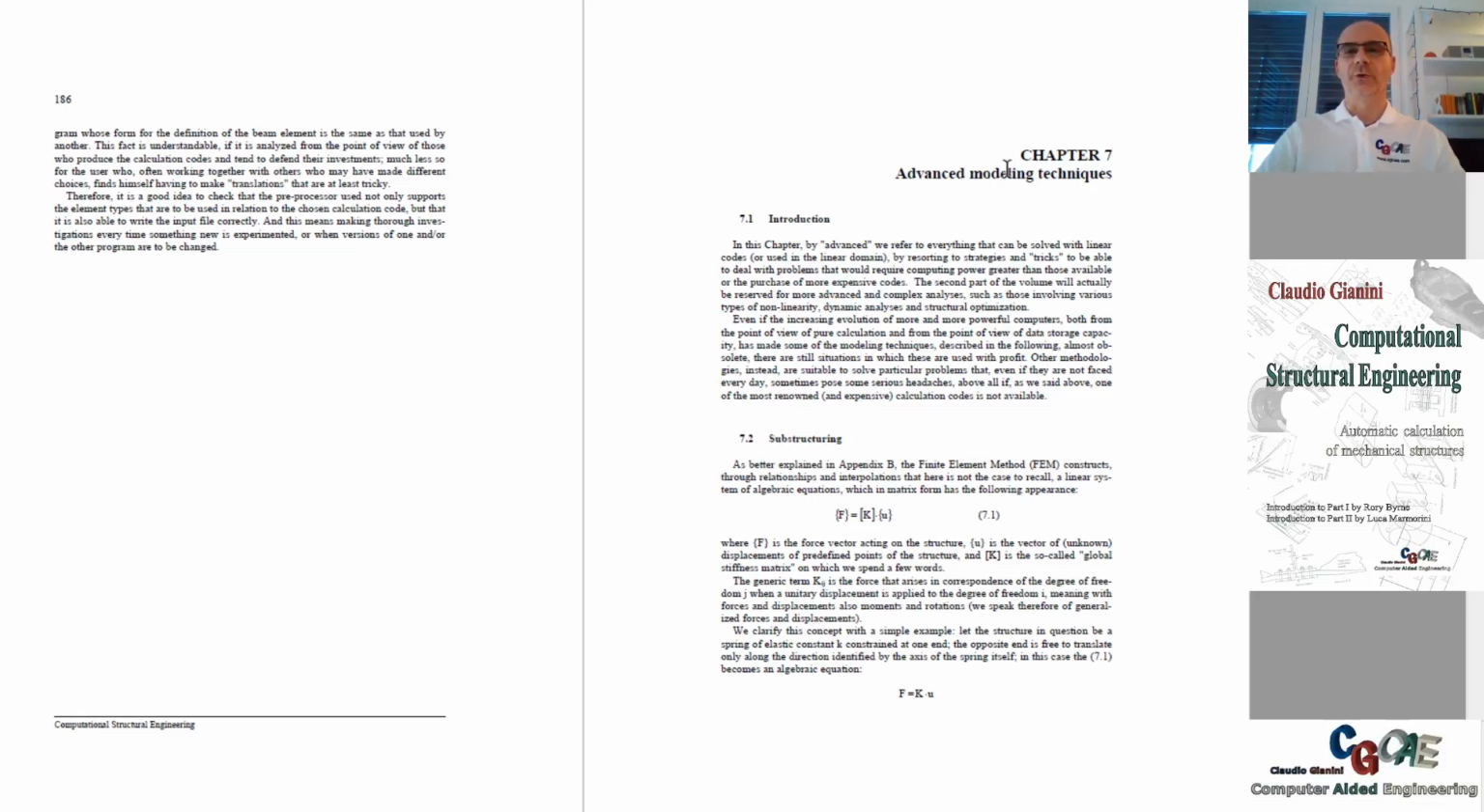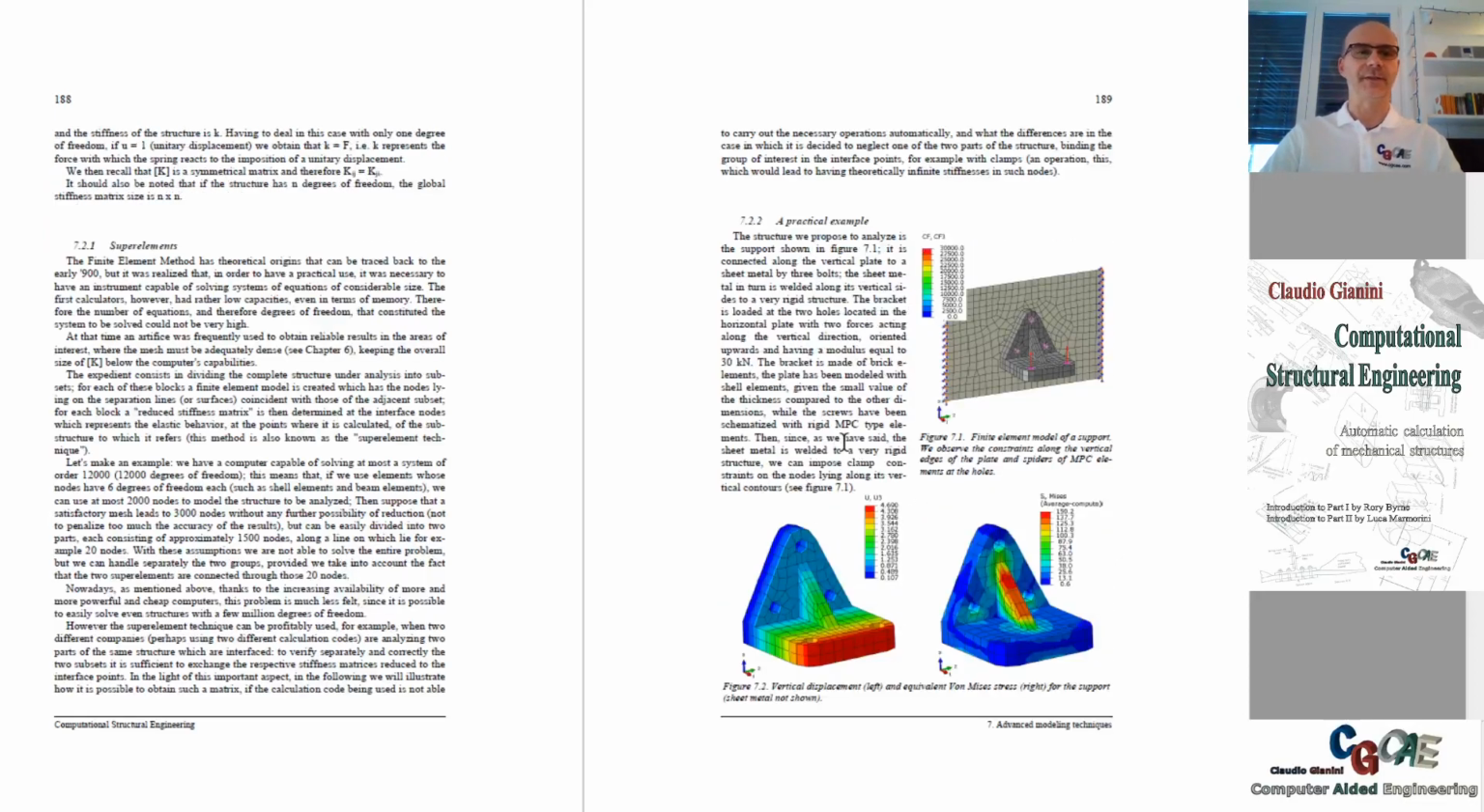And now we go through chapter 7, which deals with advanced modeling techniques, meaning that linear codes are used to their extreme limits, so to say. And the first thing we concentrate on is substructuring, in the sense that many codes nowadays allow the extraction of superelements, so to use the substructuring technique.